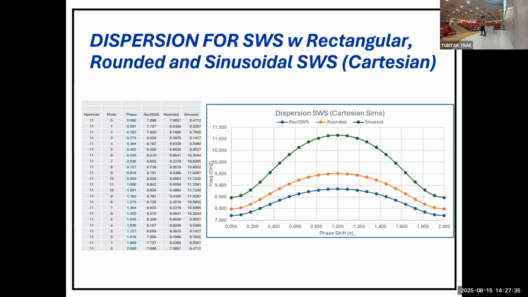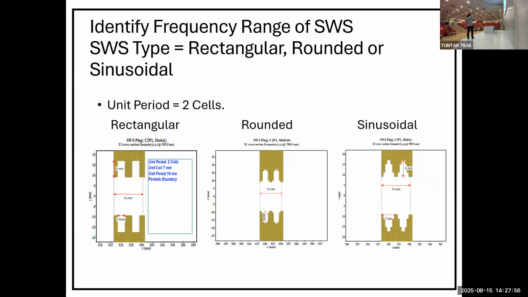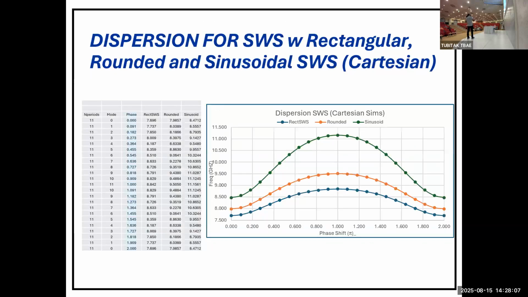To the right slide. This is the difference. See, this is a rectangular slow wave structure, then rounded, and then sinusoidal. This is the dispersion curve, frequency versus phase shift, which is related to the wave number. It's a small change, not a hugely different shape. Everything is fixed, the period is fixed, the depth of corrugation is fixed, but we are just changing this slightly, and we are getting a slightly different dispersion curve. That's why the dispersion relation is the starting point for our studies.